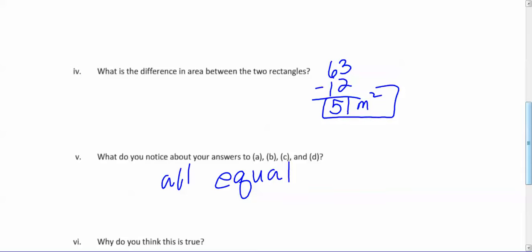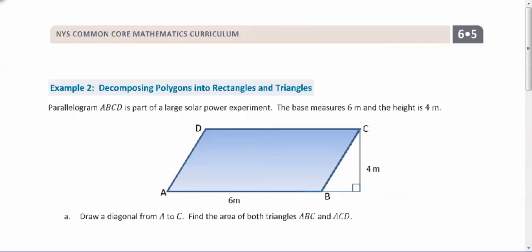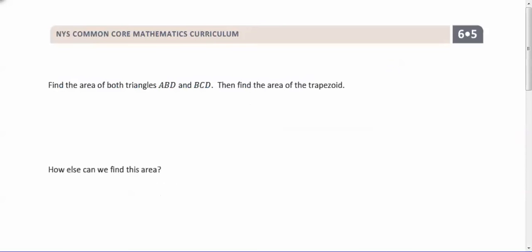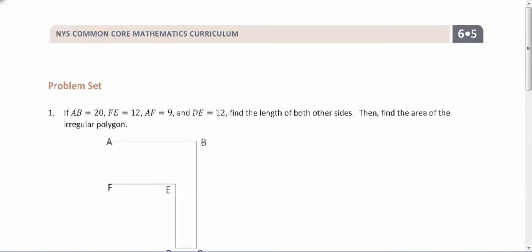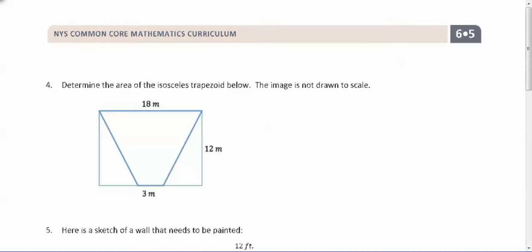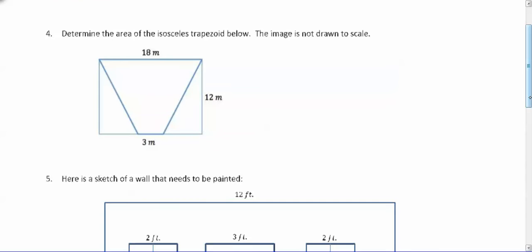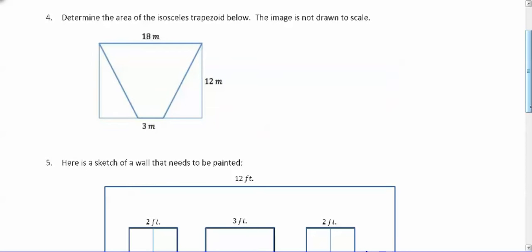All right, we're going to move on to the homework so that I can quickly show you what you need to do, because probably people are watching this because they're in need of assistance right now. So we are going to go to page 20, which is your homework. It says determine the area of the isosceles triangle below, or I'm sorry, trapezoid below. The image is not drawn to scale, obviously.